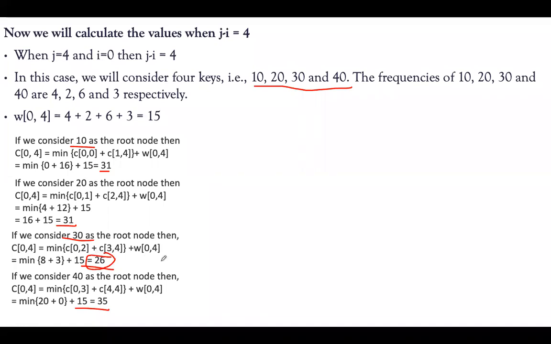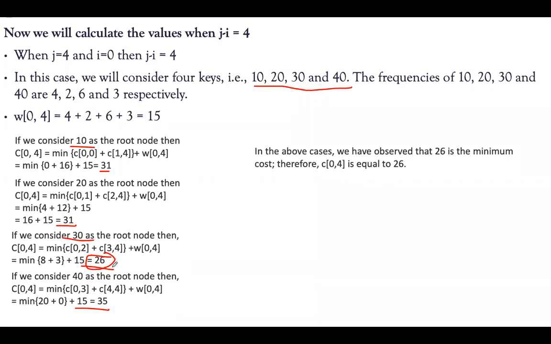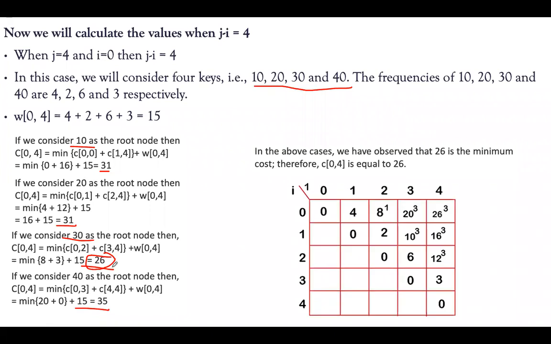So we can consider 30 as the root. Now we have arrived at the final answer for all these 4 keys. Which one should be the root? That is nothing but 30, where the cost we are getting is 26. So C of 0, 4 is nothing but 26 to the power of 3. Okay, 26 indicates the cost, and 3 is nothing but our key element. Which one should be the key? That is the third key. So that should be the root here.